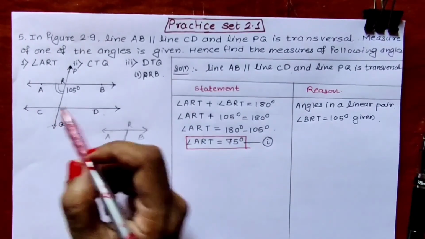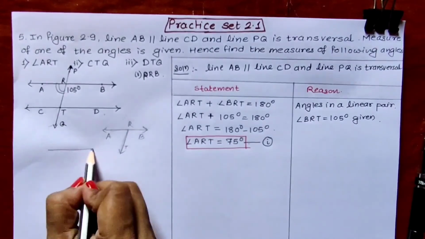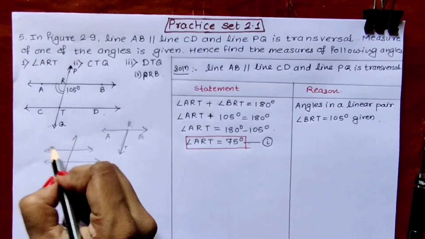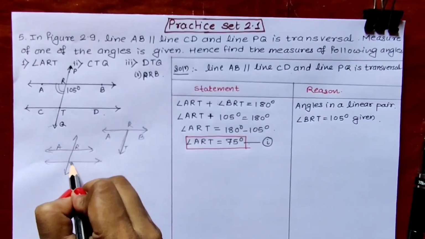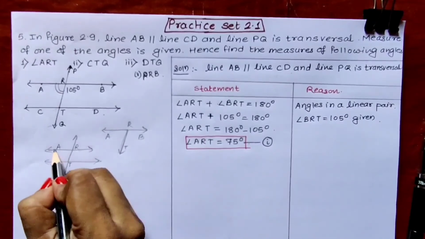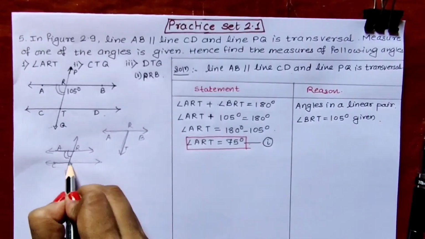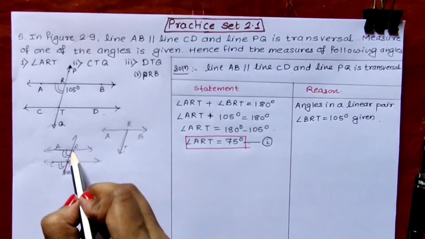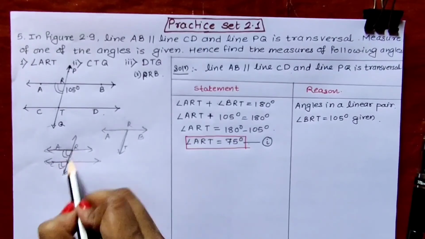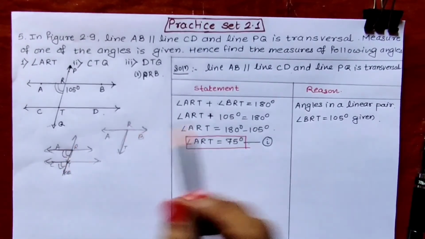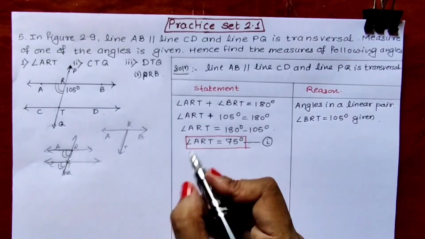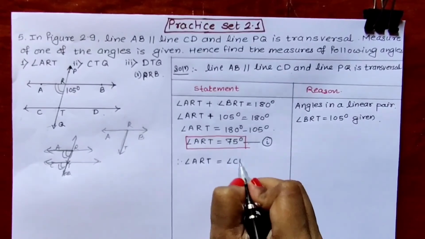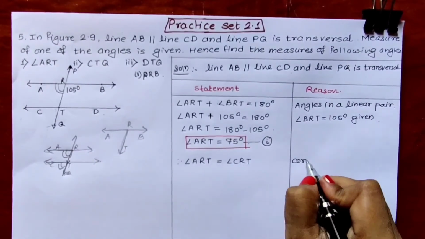Now let us observe this CTQ. If you draw these two lines and draw its transversal here, this is angle ART and this is angle CTQ. Both angles have one arm in the downward direction, other arm is on the left hand side of the transversal. That means these two angles are corresponding angles and corresponding angles are congruent. Therefore angle ART is equal to angle CTQ because they are corresponding angles.